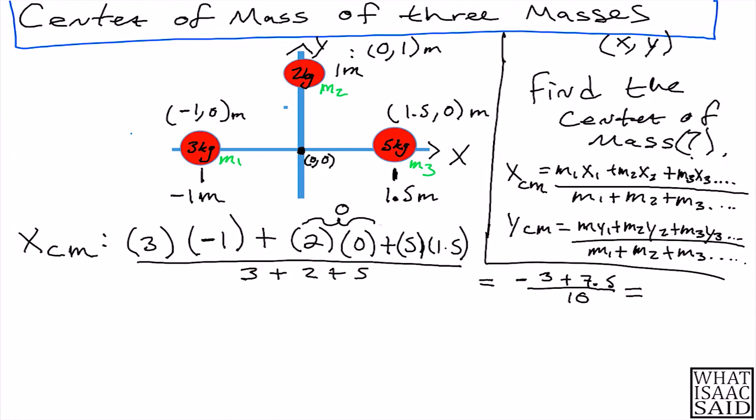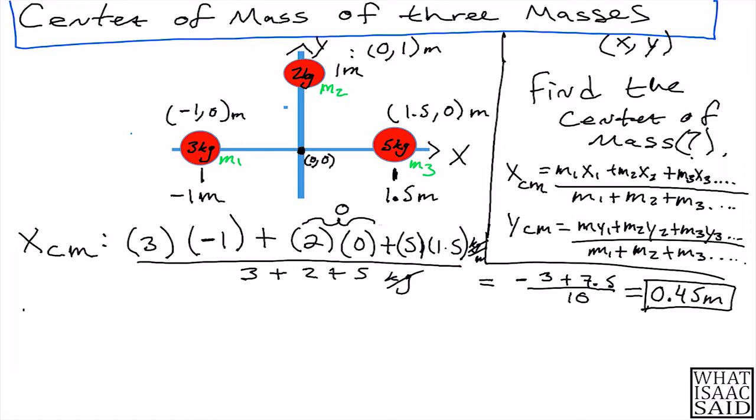So once we divide that out, we should get 0.45 meters. And that's in meters because our top units were kilograms times meters, and the bottom is kilograms. So the kilograms cancel and we're just left with the meters.